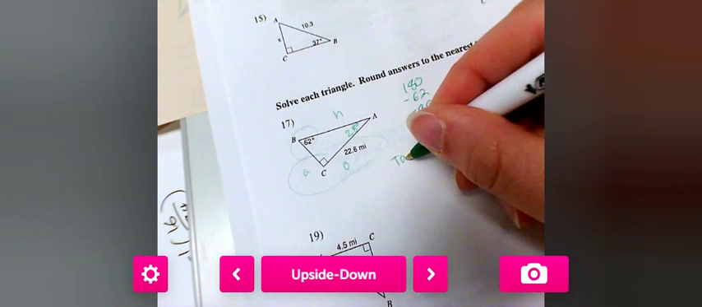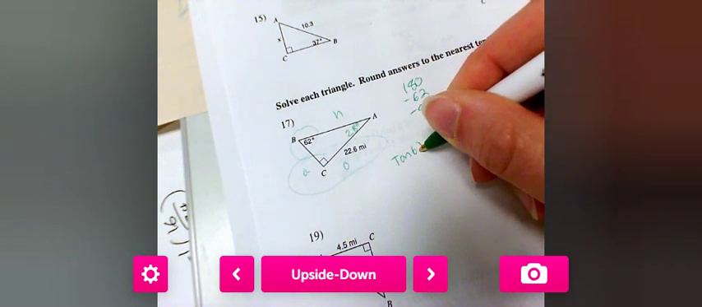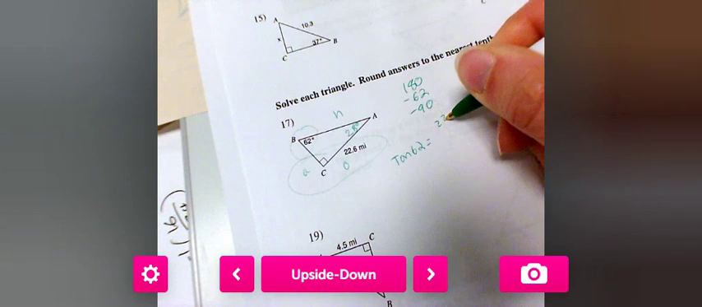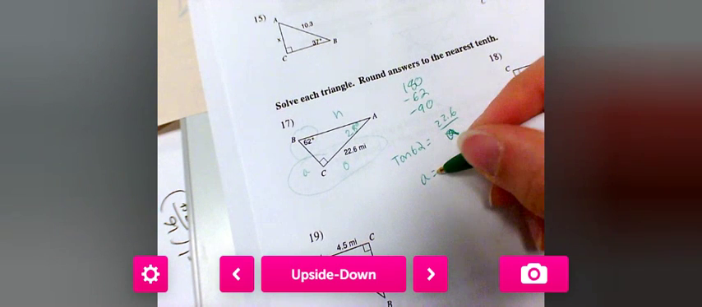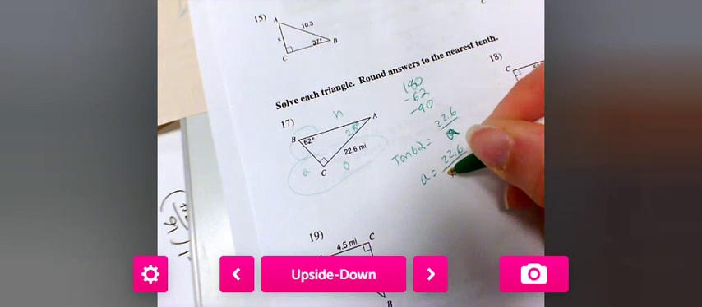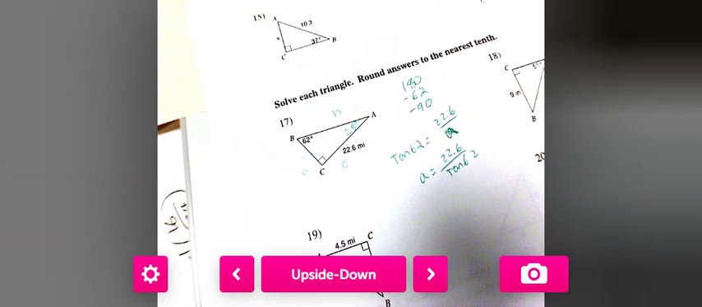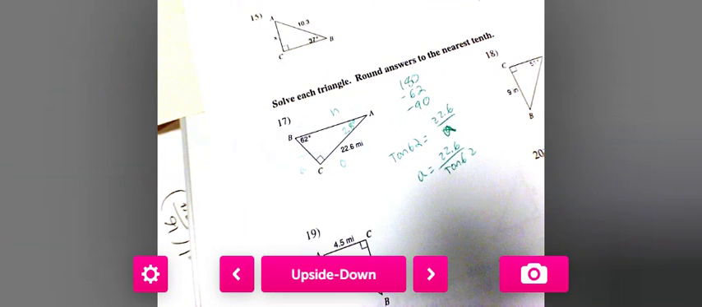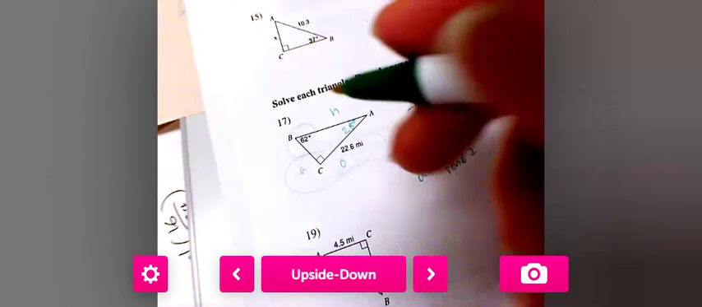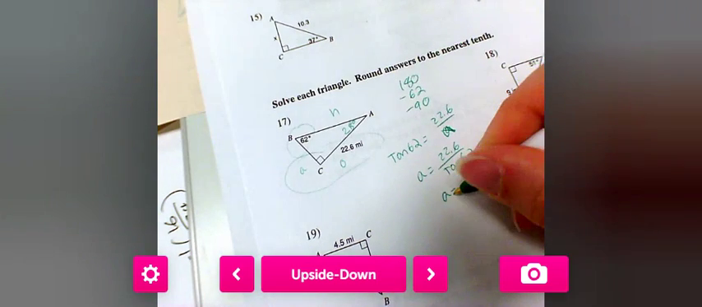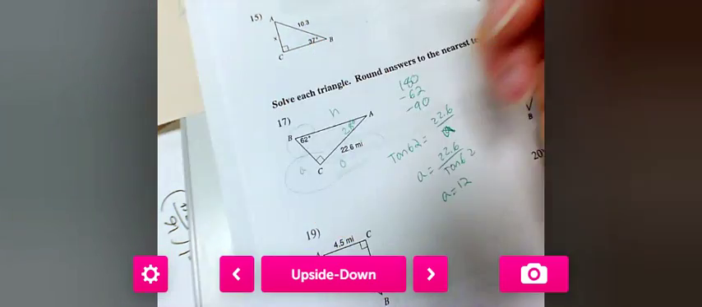So I'm going to go tan of 62 equals 22.6 over A. Or I can call it X, but I'm going to call it A in this case. So I get A equals 22.6 divided by tan of 62. And I get 12.1, but it says round to the nearest tenth, so that would just be 12.